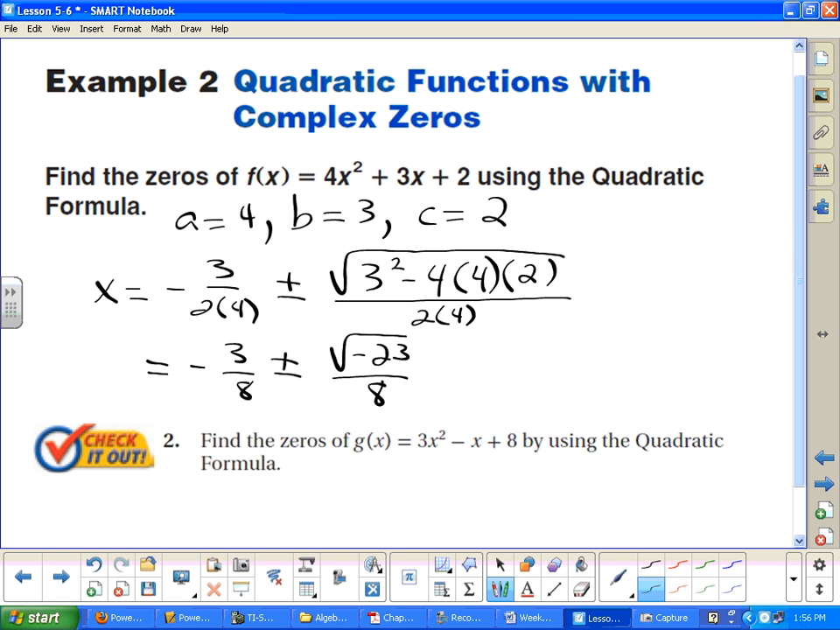Now, is that the answer? No, it's almost the answer. The only thing I need to do is pull out the negative. So this would be negative 3/8 plus or minus the square root of 23 over 8.